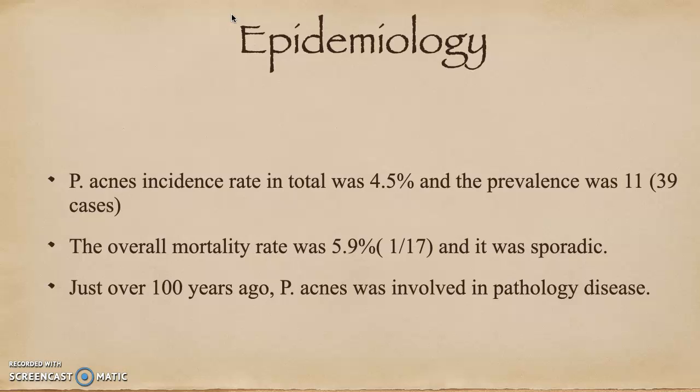And lastly, the overall mortality rate was 5.9%. So one out of 17 people can get it, and it was sporadic. Just over 100 years ago, P. acnes was involved in a pathologic disease.